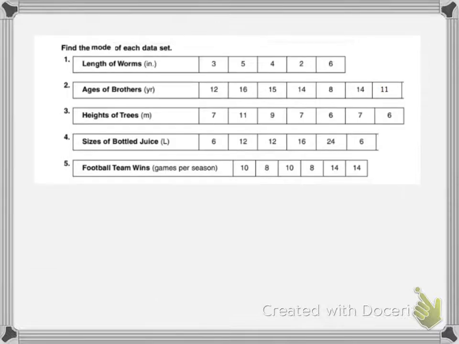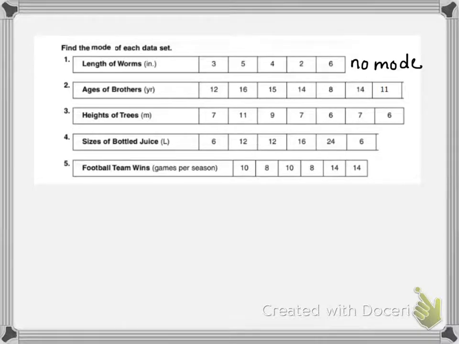Okay, let's move on to talking about the mode. The mode is the number that occurs the most often when you're comparing to the rest of the values. So let's take a look at number 1. Again, we have the length of worms here. We have a 3, 5, 4, 2, and 6. There are no numbers here that occur more often than the rest. So in this case, we would say there is no mode.